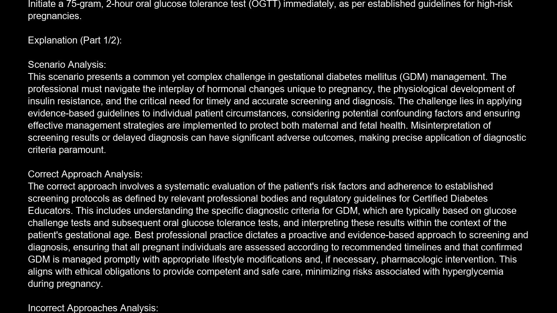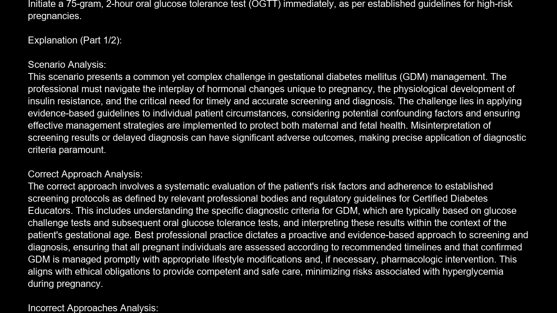Correct approach analysis. The correct approach involves a systematic evaluation of the patient's risk factors and adherence to established screening protocols, as defined by relevant professional bodies and regulatory guidelines for certified diabetes educators.